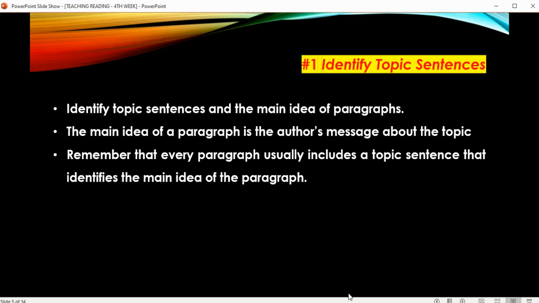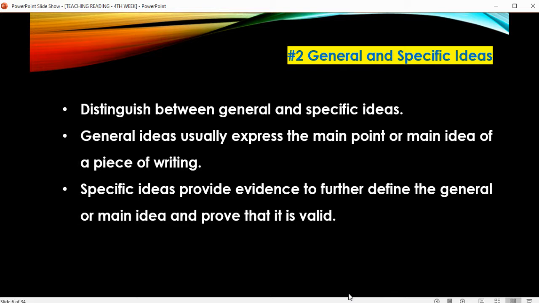This is one of the activities that we could do in the while reading stage. Remember the while reading stage. Another activity that we could do is to find general and specific ideas. Here you have to distinguish between the general and specific ideas. General ideas usually express the main point or main idea of a piece of writing, and the specific ideas provide evidence to further define the general or main idea and prove that it is valid.